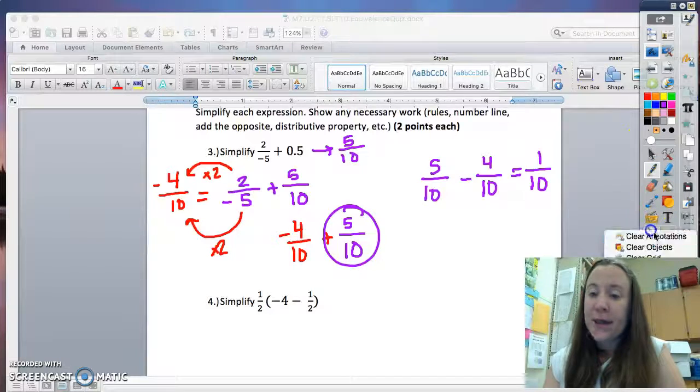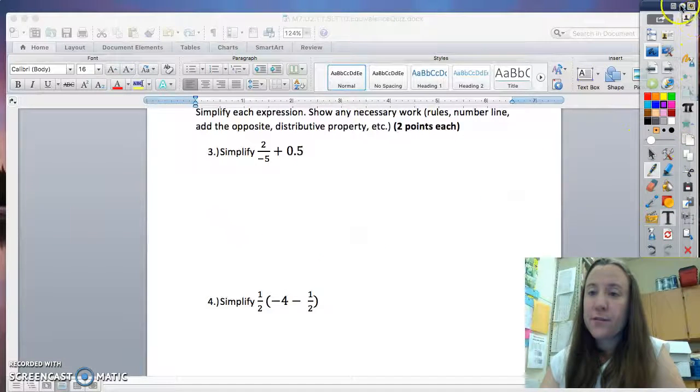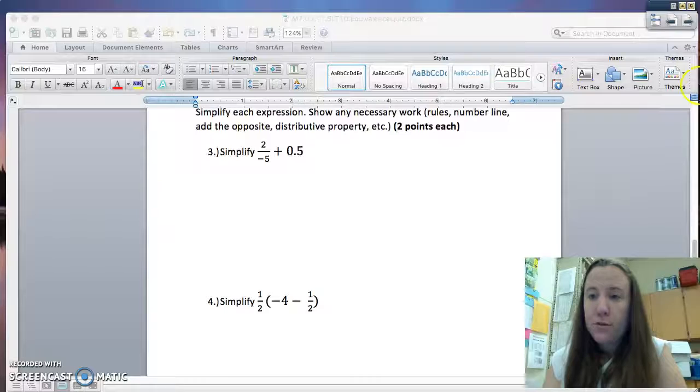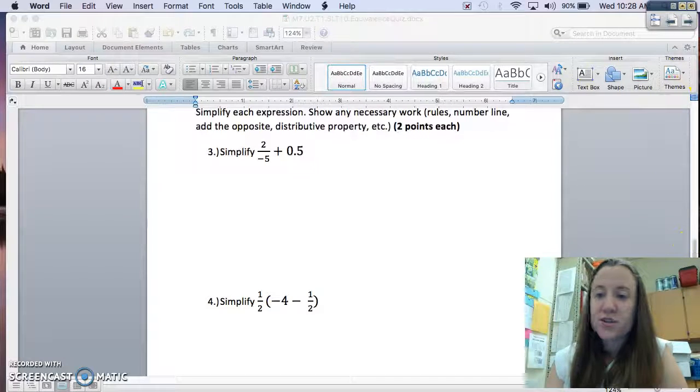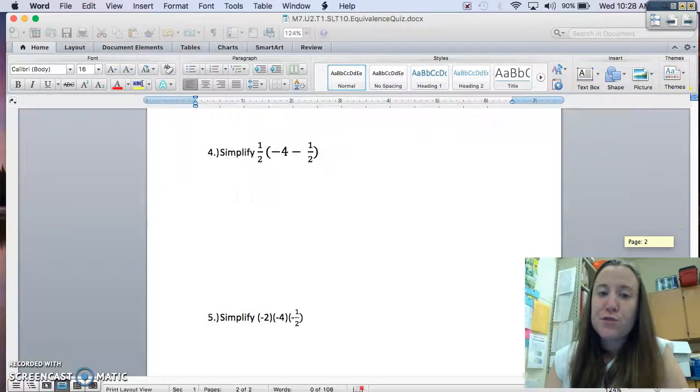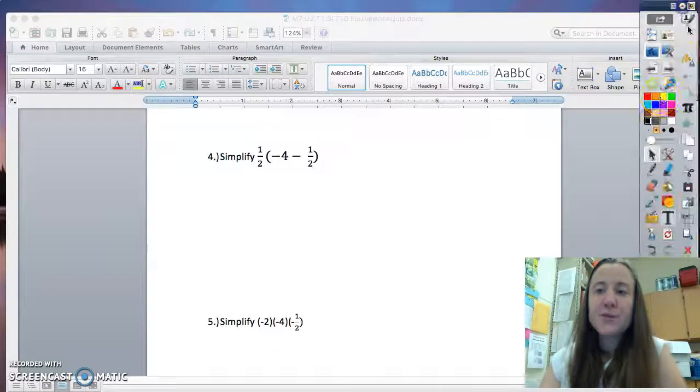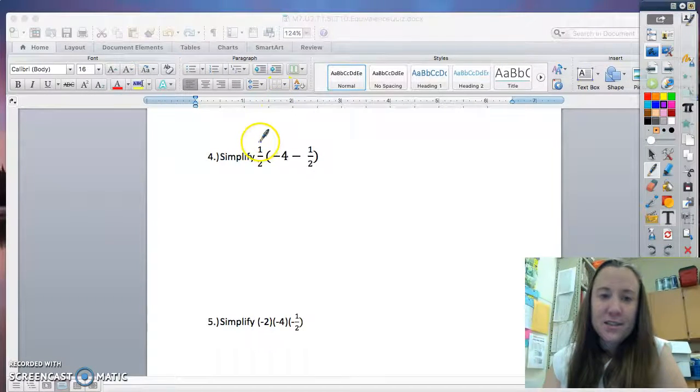Number 4 also had two options. You either could have used distributive property, or you could have used order of operations. And I'll show you both ways. Most of you tried order of operations. I think distributive property is pretty new for us. I showed you distributive property on the solution guide. Remember, distributive property says that everything that's inside the parentheses has to be multiplied by what's outside.